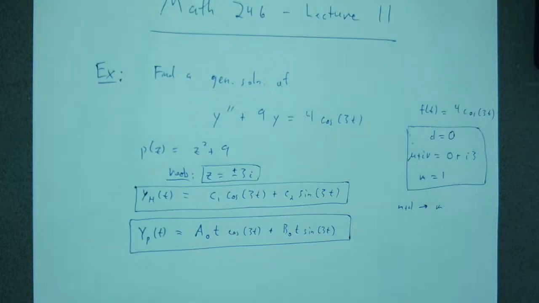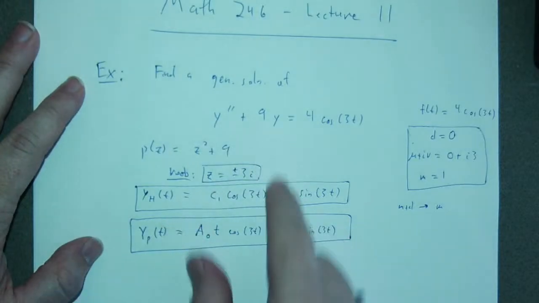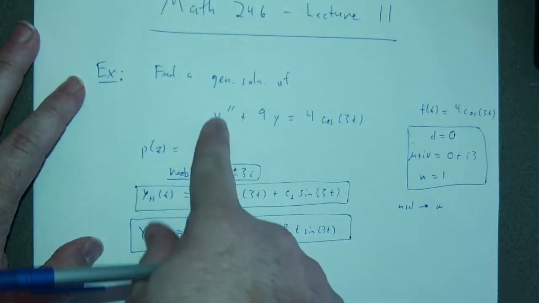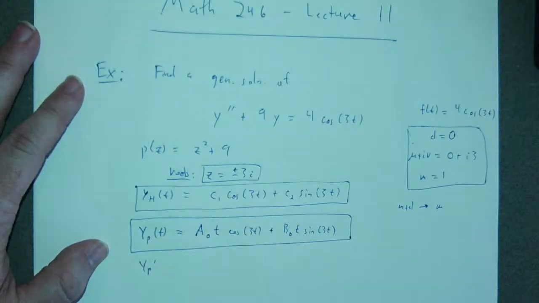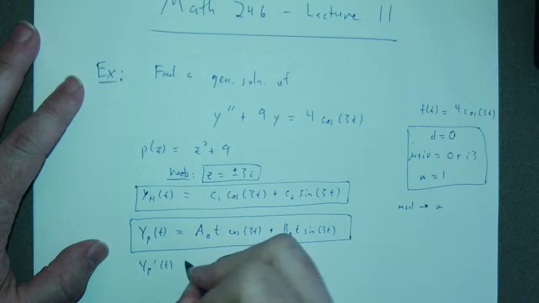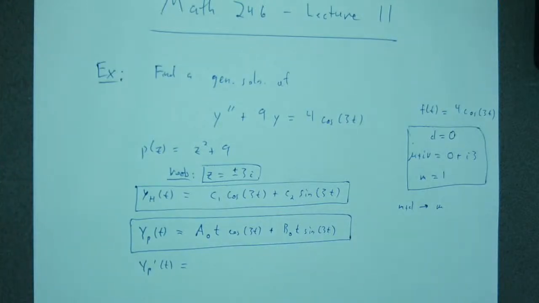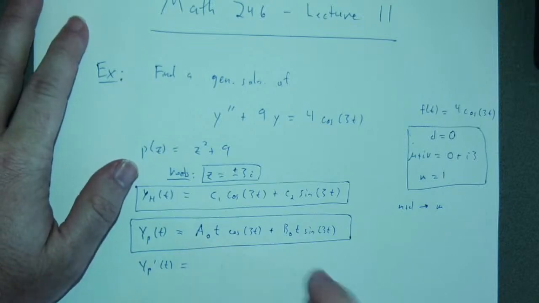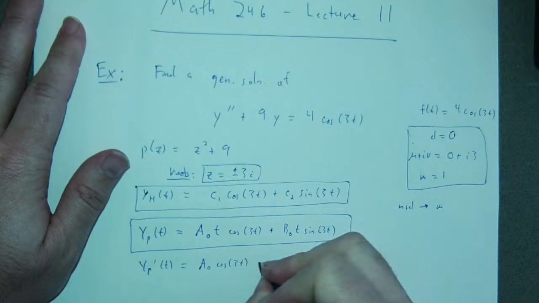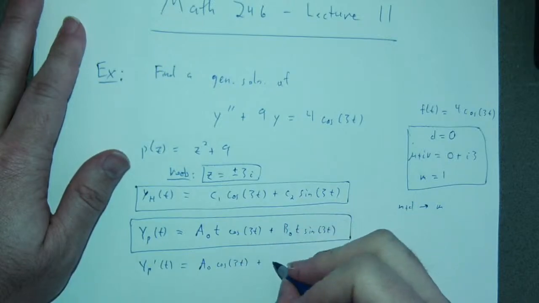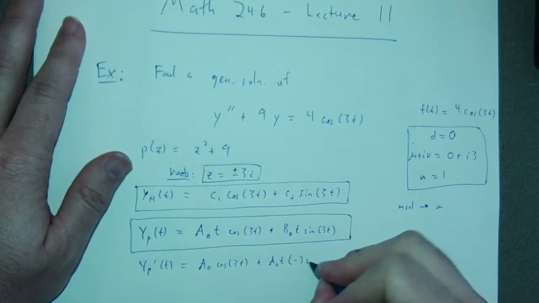Okay, so let's see what to do here. Now I'm going to be plugging this into the equation, so I have to compute its derivative and its second derivative, as usual. So what is y sub p prime? Unfortunately, I'm going to have to do product rules all over the place here. No avoiding that. So here I'm going to get a naught cosine of 3t plus a naught t times minus 3 sine of 3t.